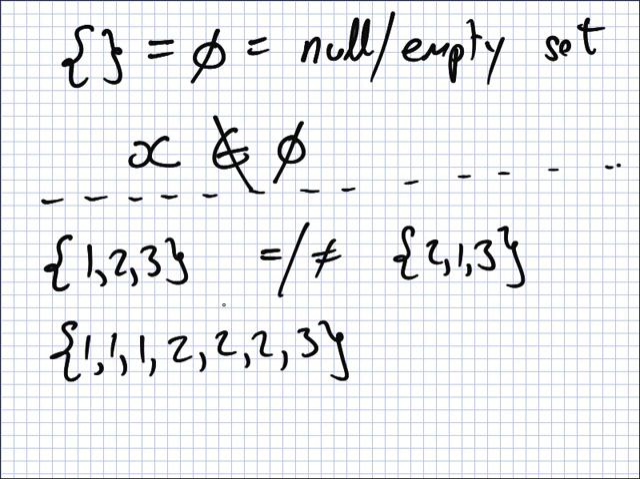Is it equal or not equal? It was equal. These are all equal. They're all the same. Because it's a collection, or really it's like a list of what's in and what's out. So it doesn't really matter if you duplicate.